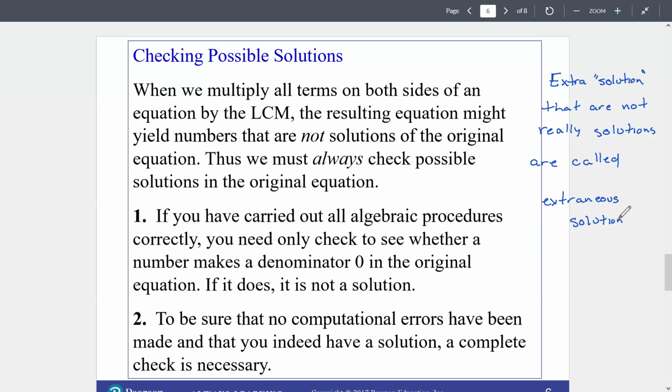If you carry out all the algebraic procedures correctly, you need to only check to see whether the number makes a denominator of 0 in the original equation. If it does, it is not a solution. So what happens, like I said, is when we multiply that LCM, we actually kind of change the domain to make something that we can solve. So we have to go back and make sure it doesn't make our denominator 0. So to be sure that no computational errors have been made, and that you indeed have a solution, a complete check is necessary. So we're going to kind of do this both ways.